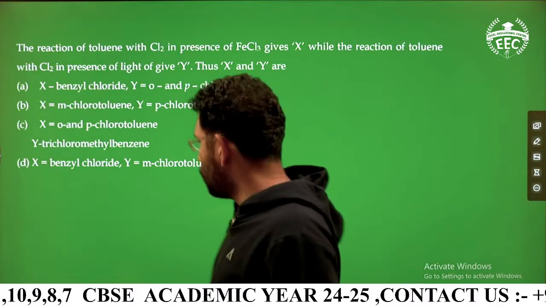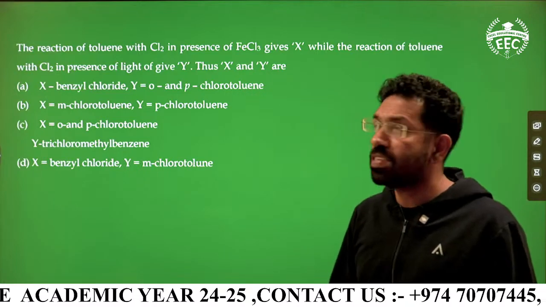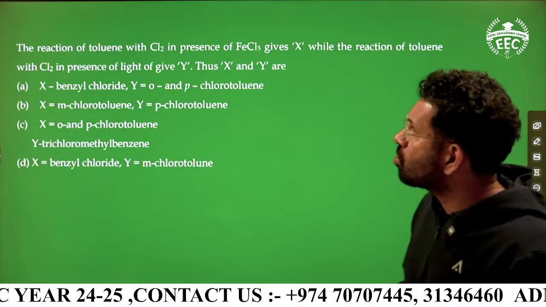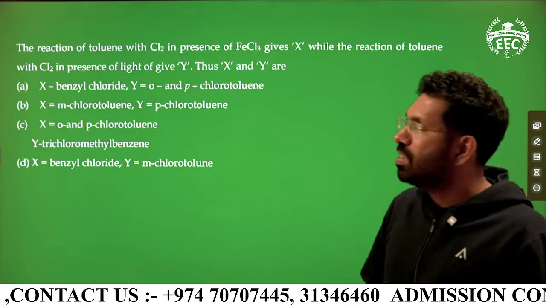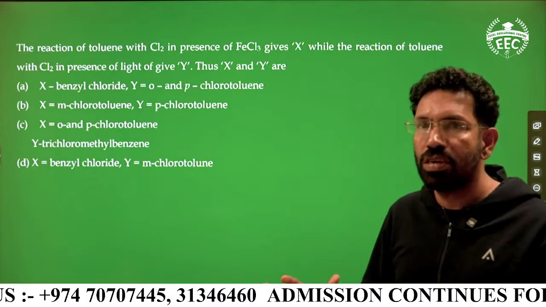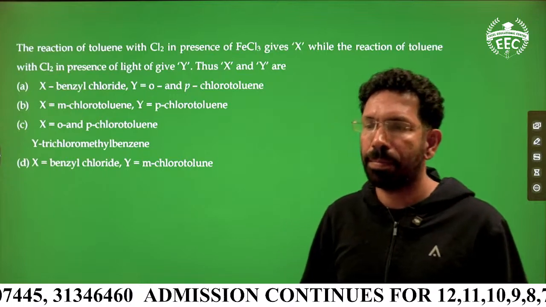Next one we are talking about a reaction of toluene with chlorine in presence of FeCl3 gives X, while reaction of toluene with chlorine in presence of light gives Y. Then X and Y are. What is the meaning? This is an easy question, normal question. This is also a last year board exam question. So we'll discuss now.